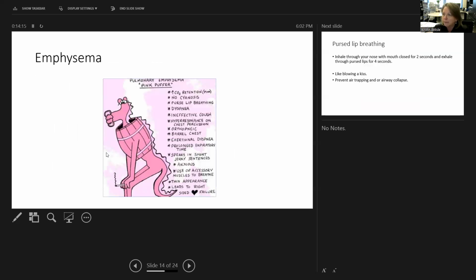This is a little cute dragon. There's some things down there.